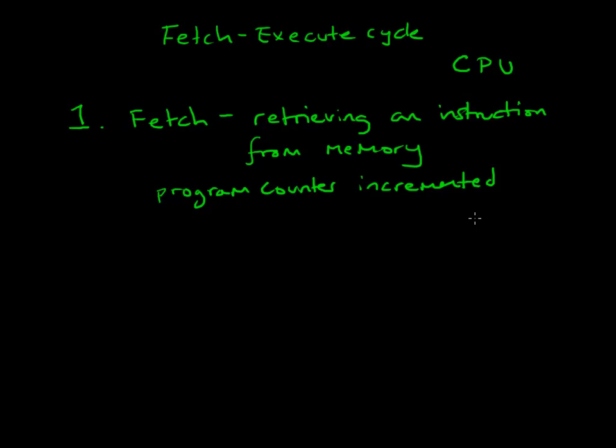So if the current program counter is storing that we're in 53, so the part of the program we're running is in memory location 53, we're going to increment that to 54. So we'll add 1 to it.